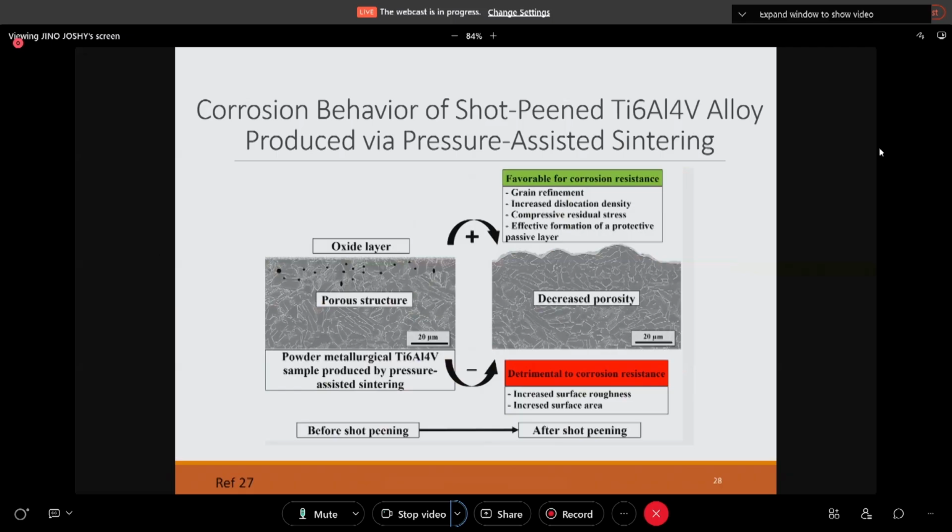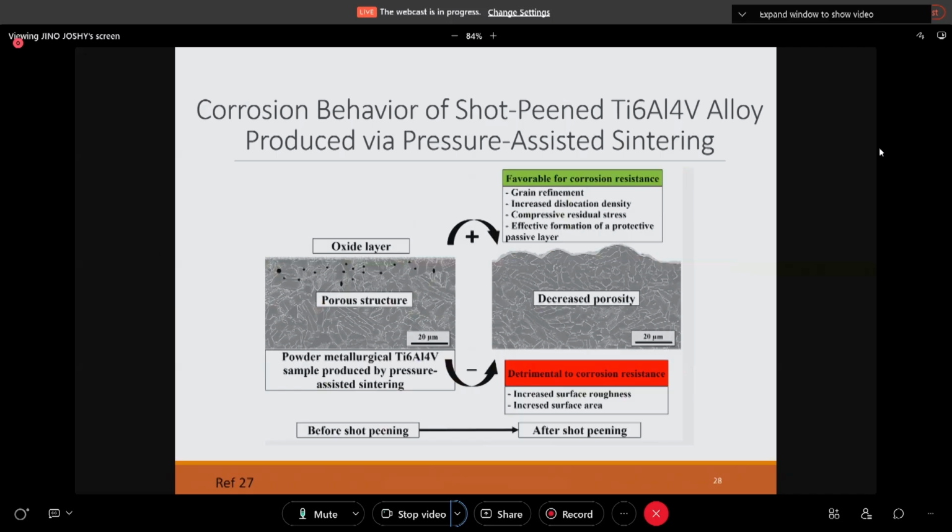Basically, what we can see is that in some cases grain refinement will be good for the corrosion resistance property, but in some cases there will be more diffusion of ionic species and more corrosion will happen. So as such, we cannot say how the shot peening operation will affect the corrosion property. It will depend upon the process parameters. We need to optimize the process parameters very well. Then only we can get a material with very high corrosion properties.